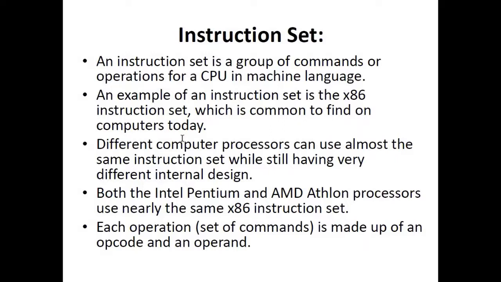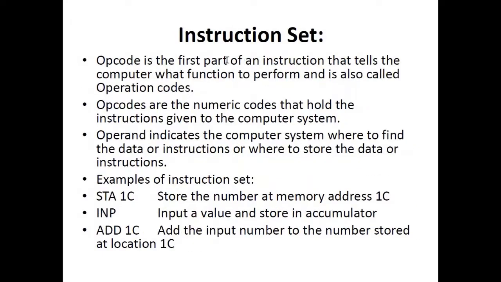Each operation or set of commands is made up of an OP code and an operand. OP code is the first part of an instruction that tells the computer what function to perform, and it is also called operation code. OP codes are the numeric codes that hold the instructions given to the computer system. Operand indicates the computer system where to find the data or instruction, or where to store the data or instruction.